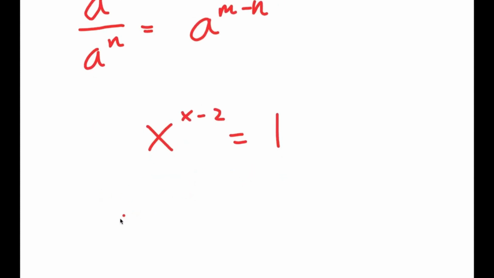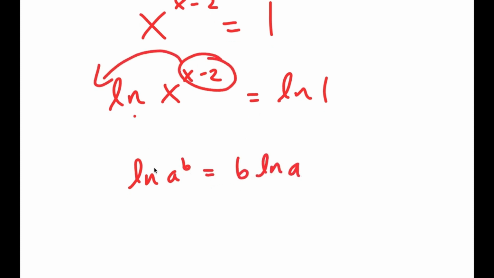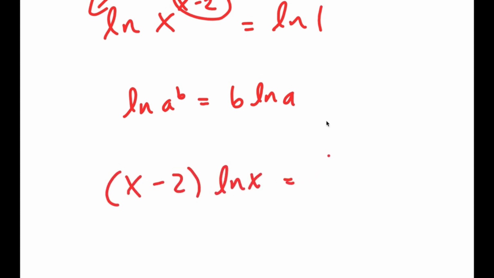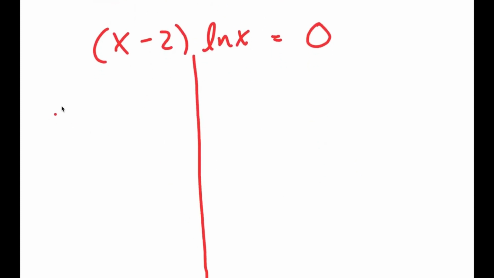Now from here, I'm going to take the ln on both sides. So I get ln x to the power of x minus 2 is equal to ln of 1. Now if I have something in the form ln a to the power of b, this is equal to b times ln a. So I can move x minus 2 to the front, and I get x minus 2 times ln x is equal to ln of 1 is 0. So now I get two equations. I get x minus 2 equals 0, and ln of x is equal to 0.